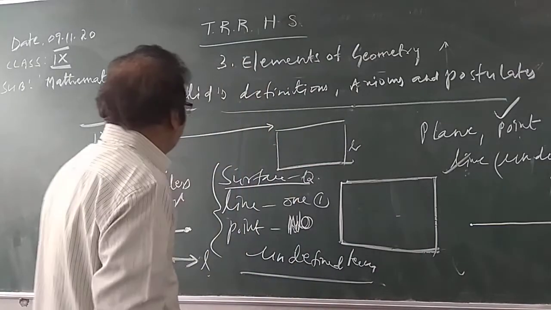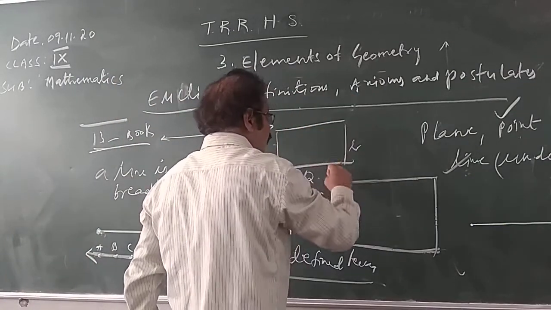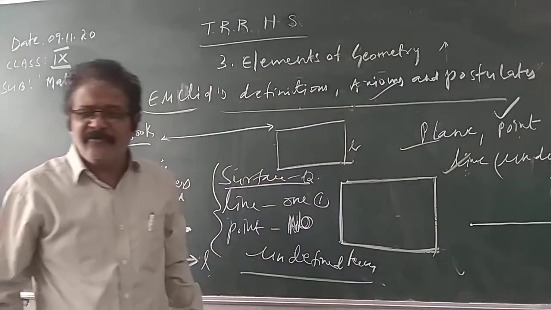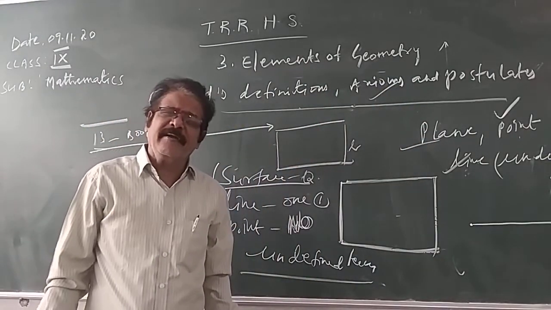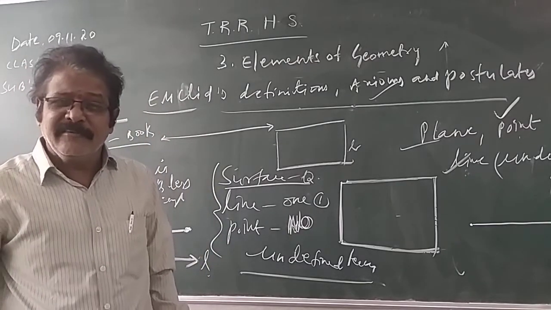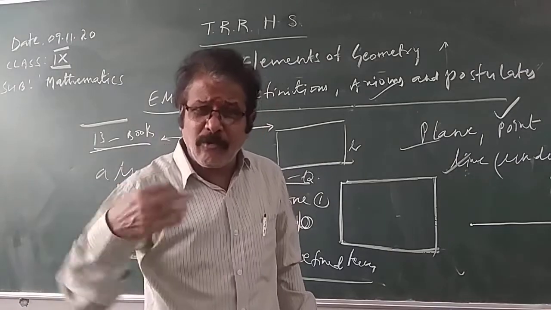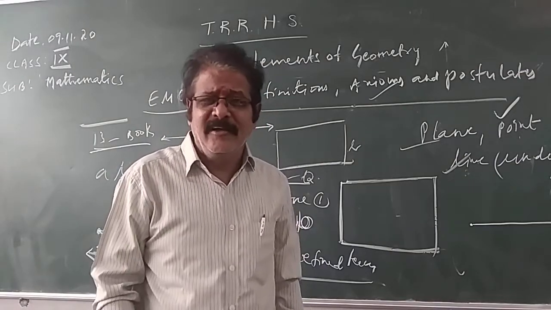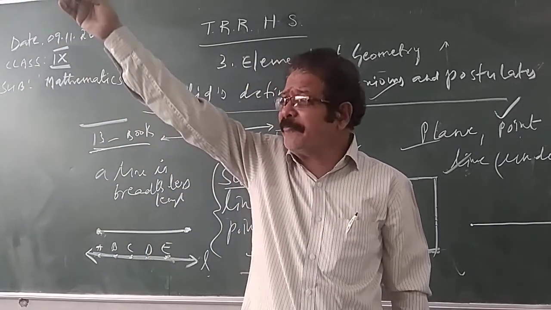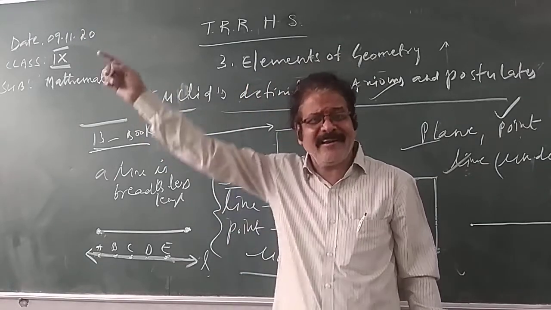We discussed all these definitions, the undefined terms. Now, axioms. What is an axiom? An axiom is a self-evident statement. What is a self-evident statement? We make our own statement which satisfies things, such as: the sun rises in the east. It should be accepted as a universal truth. The sun rises in the east.